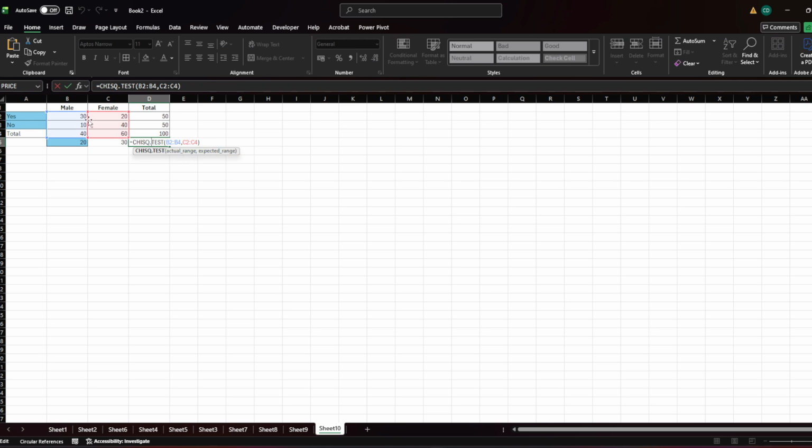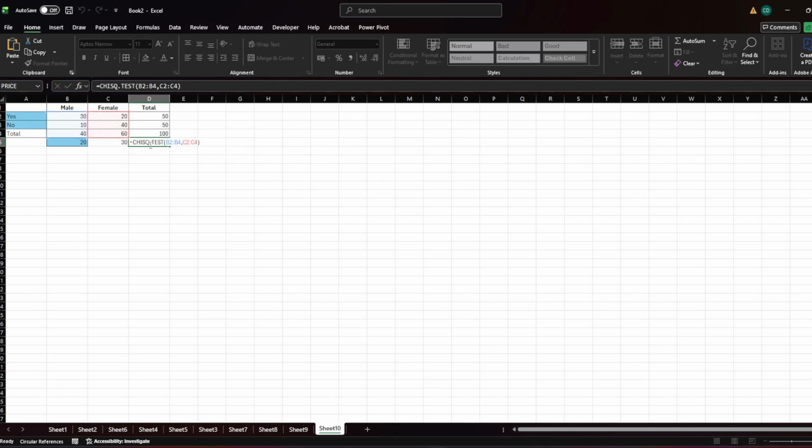Interpretation is simple. If the p-value is less than 0.05, the result is statistically significant, suggesting the variables are related. If it's 0.05 or higher, you don't have enough evidence to claim a relationship, and they're considered independent.